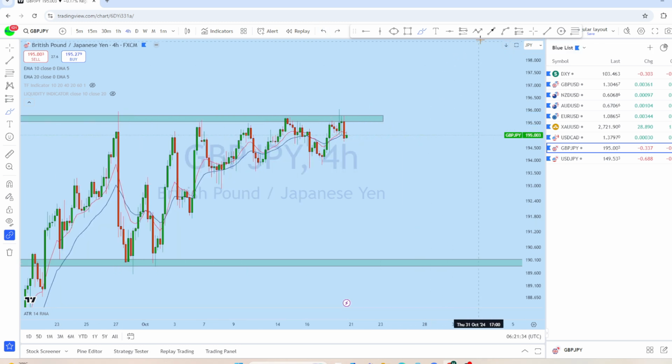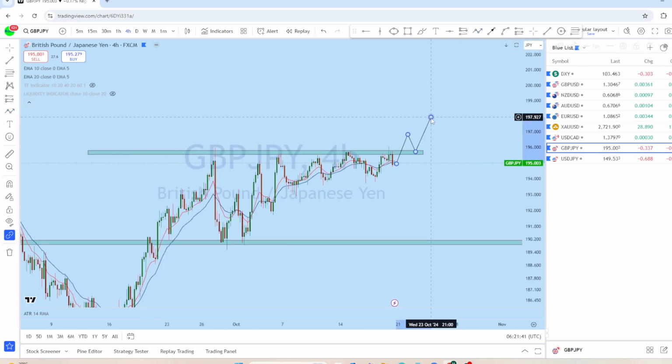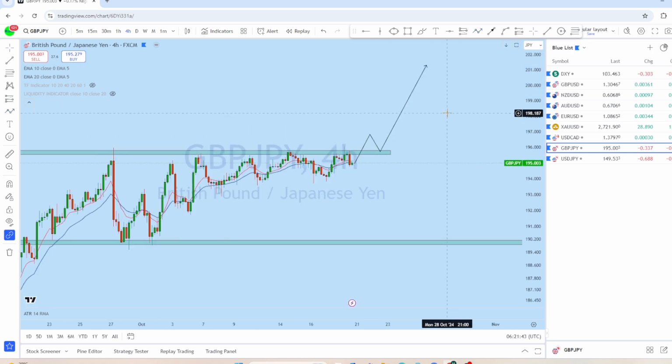And what we can expect on GJ is for the market to break that high, retest, and then to continue to the upside to create a new higher high. So this could be the wave for the upcoming week on GBP JPY.